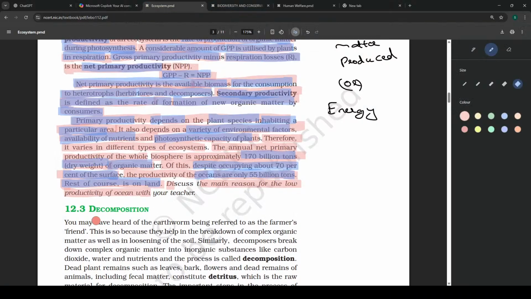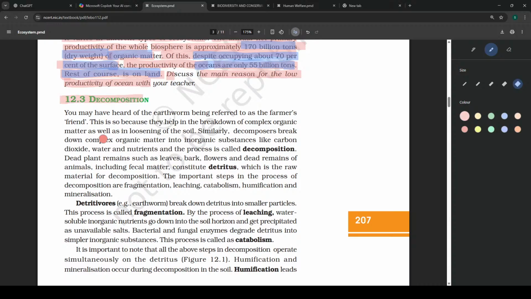So let's continue reading the NCERT. Coming to the next topic: decomposition. You may have heard of the earthworm being referred to as a farmer's friend. This is because they help in the breakdown of complex organic matter as well as in loosening of the soil. Similarly, decomposers break down complex organic matter into inorganic substances like carbon dioxide, water, and nutrients, and the process is called decomposition. Dead plant remains such as leaves, bark, flowers, and dead remains of animals, including fecal matter, constitute detritus, which is the raw material for decomposition. The important steps in the process of decomposition are fragmentation, leaching, catabolism, humification, and mineralization.